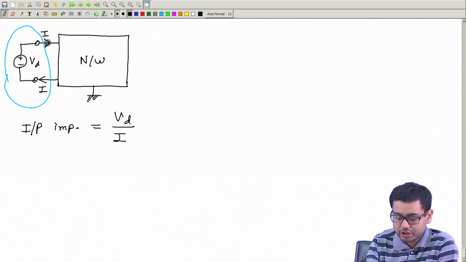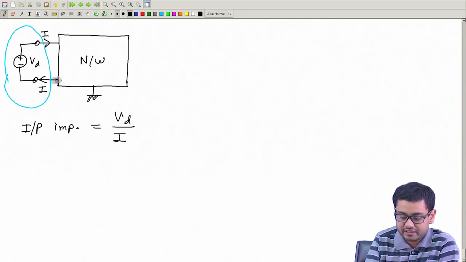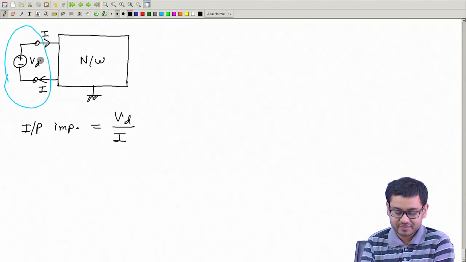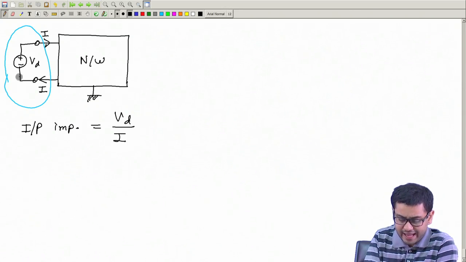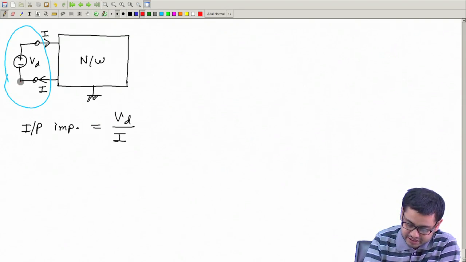We have no confusion about which current to take, this current or this current, because both of them have to be the same. But if we had a common ground, then let me draw it and then I will erase it.